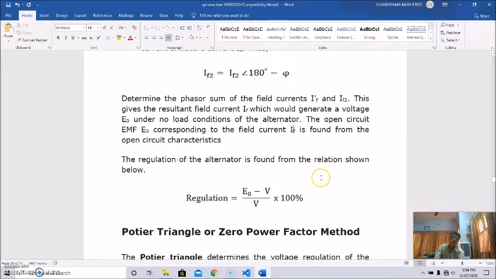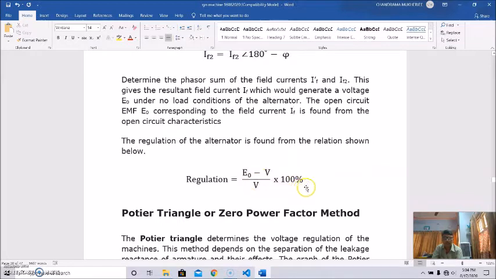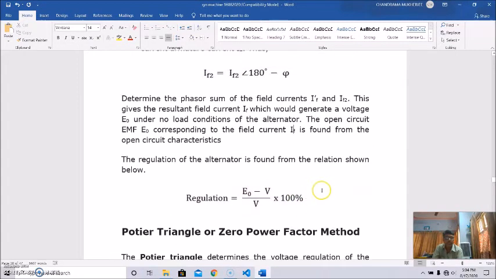So the regulation of the alternator is found from the relation shown here, that is E0 minus V by V into 100%. So this is the MMF method. Clear? What is the basic difference? The difference is that in the EMF method, all the drops are calculated as EMF drops, and here all these drops are being converted into ampere turns. So there is MMF. That's why this is called the MMF method.